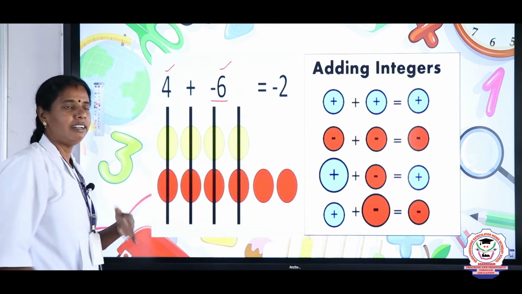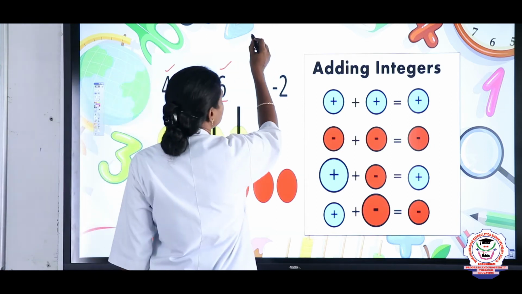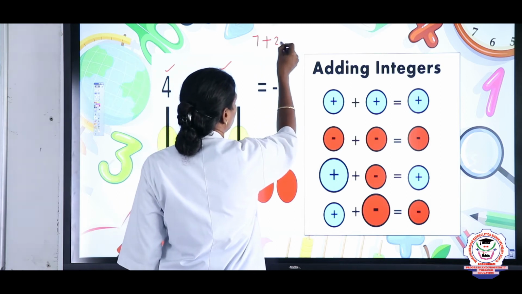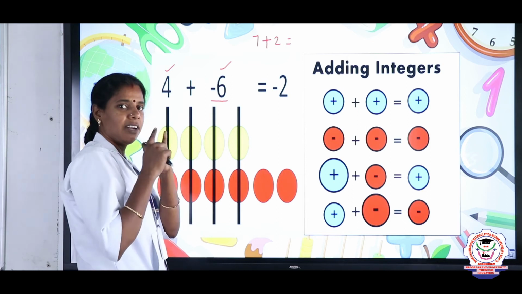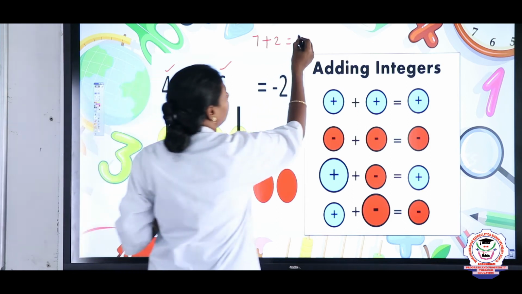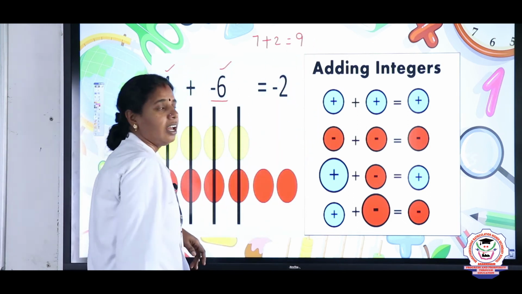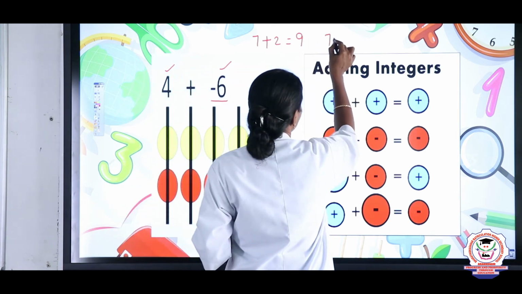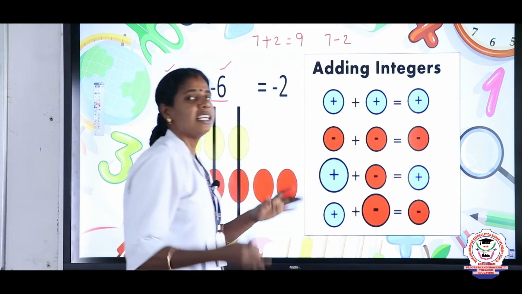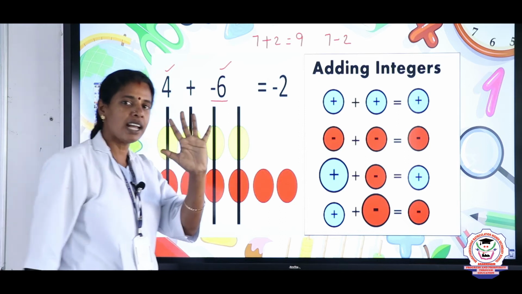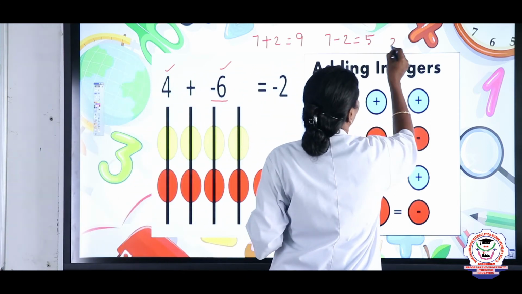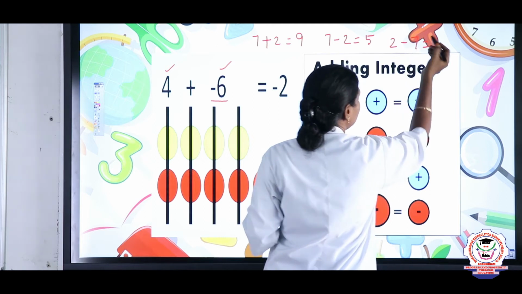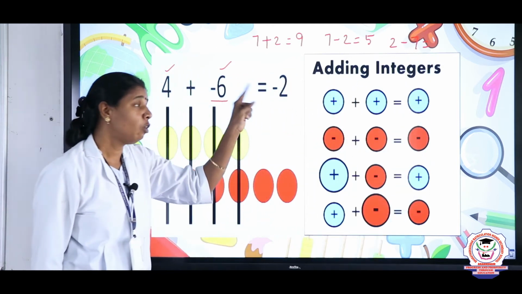Already we have learned how to add, that is 7 plus 2. What is 7 plus 2? We can add and say 7 plus 2 is 7, after that 8 and 9. We can give the answer as 9. And in subtraction, 7 minus 2, what is the answer? The answer is 5. And what will be the answer of 2 minus 7? Can you subtract 2 minus 7?